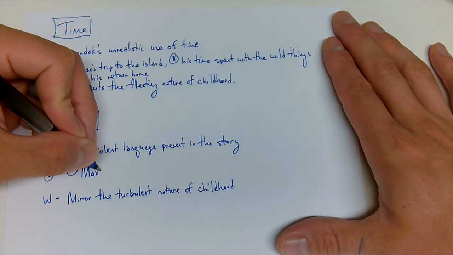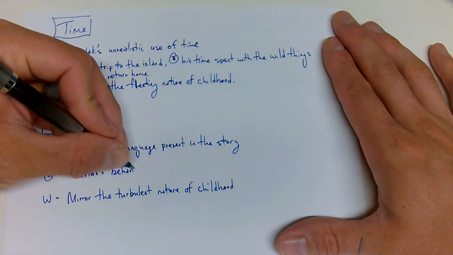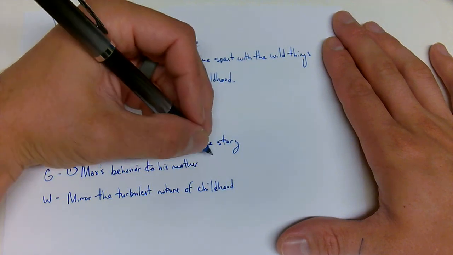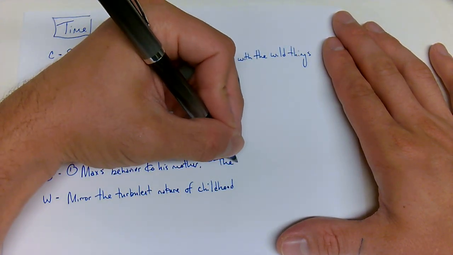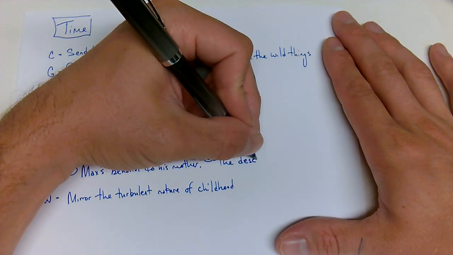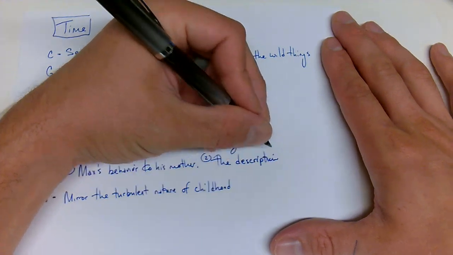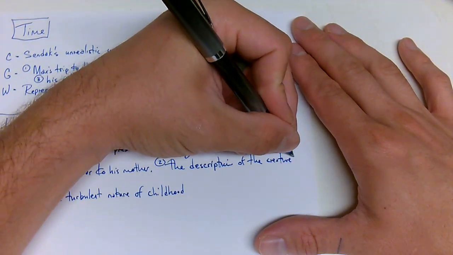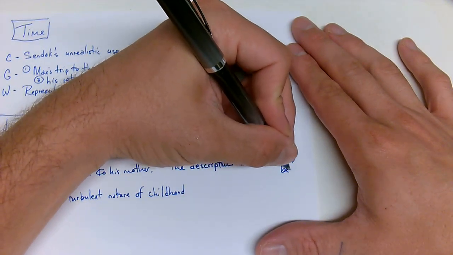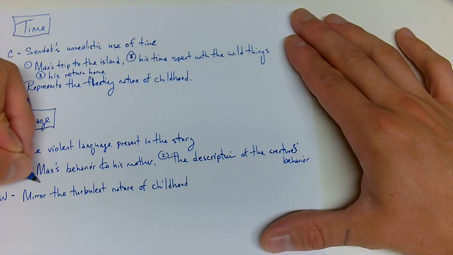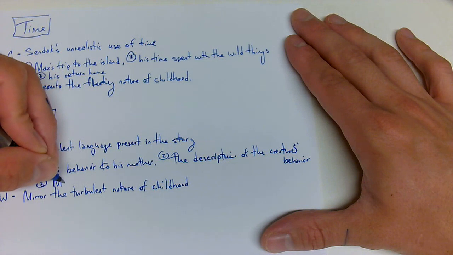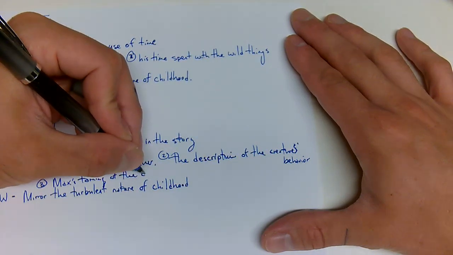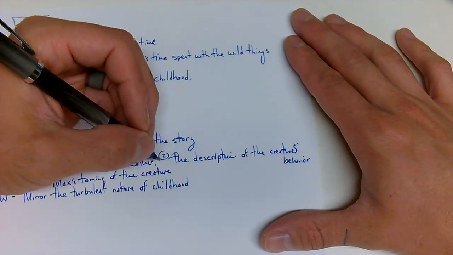we see violent language during his behavior, Max's behavior, to his mother, to the description of the creatures' behavior, and 3, during Max's taming of the creatures. It also happens at the end when he's leaving the island.